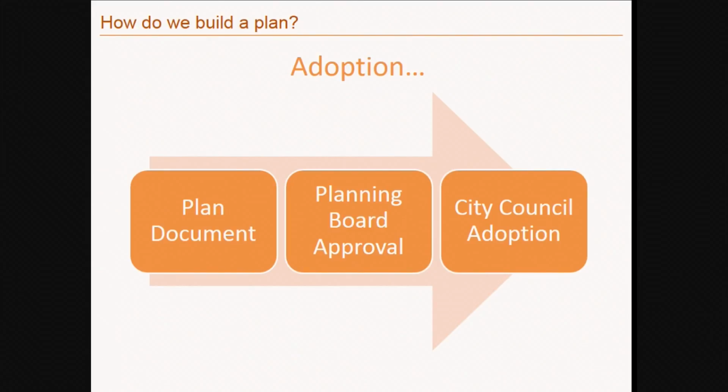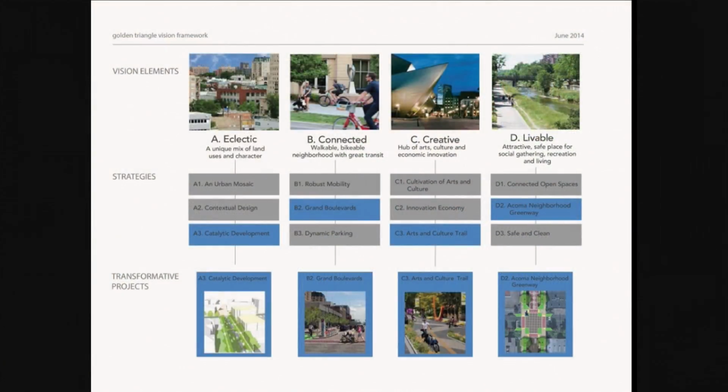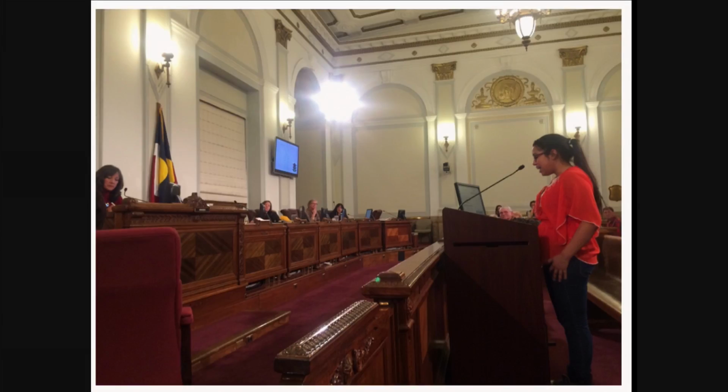Once we take all these ideas, we write a plan document. Obviously, a lot of back and forth on that draft. We take it through adoption. So we present it to planning board and ultimately take it through to city council adoption. This is what that plan document could look like. Again, this is a plan on a page. You saw one of these from the Northeast Downtown plan from Joel's presentation. This is the Golden Triangle plan, but we have the vision elements, we have the strategies, and we have those transformative projects that will really move the needle towards achieving the vision of the area.